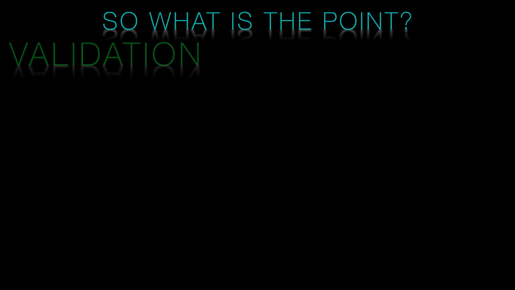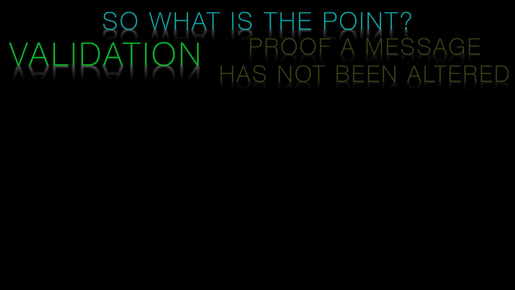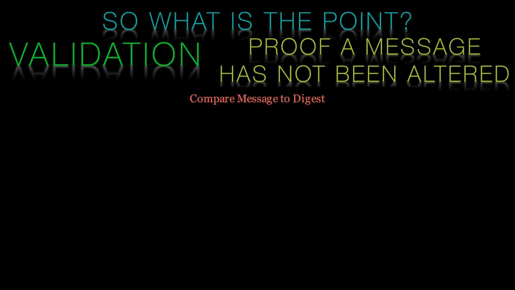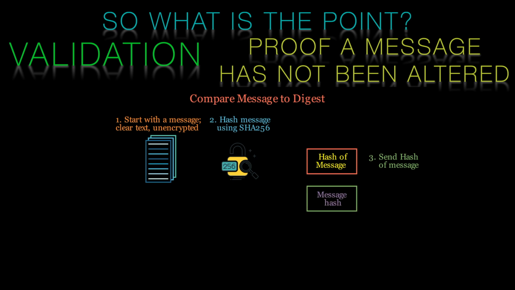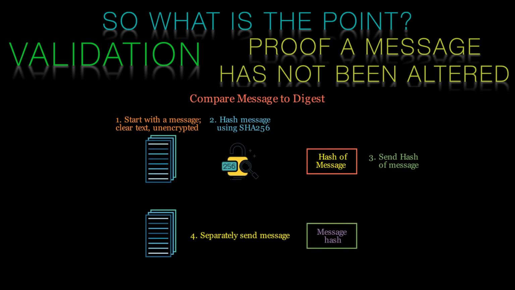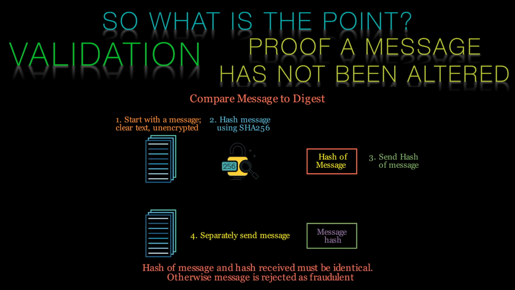So why bother with something that you can't reverse? What's the point? The point is validation. Really fast validation to check that no one has altered or tampered with a message in any way. If someone sends you a digest and also sends you the message that produced that digest, you can run the hash algorithm on the message yourself. If the message has not been altered in any way, then it will produce the identical hash.